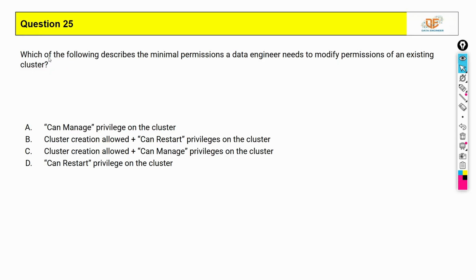Question number 25. Which of the following describes the minimal permission a data engineer needs to modify the permission of an existing cluster? Here again it is about permissions. In the previous video also we discussed the hierarchy. First is going to be Can Manage, who will have all the permissions. Another one is going to be Can Restart, who will have access to terminate and start the cluster.